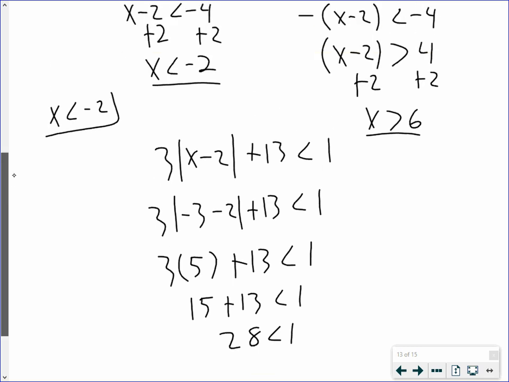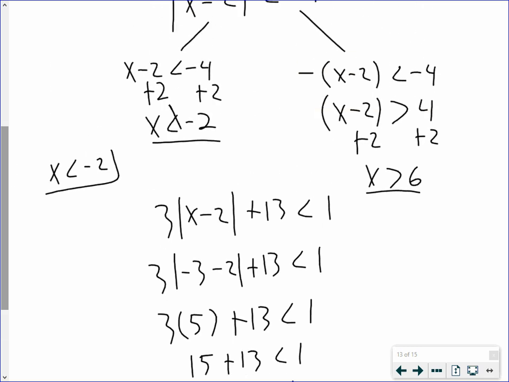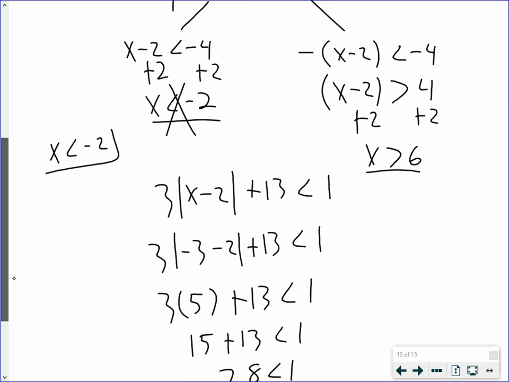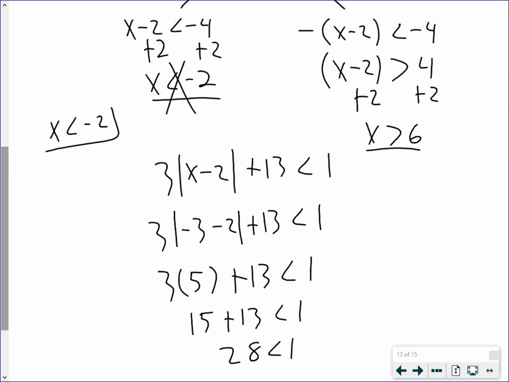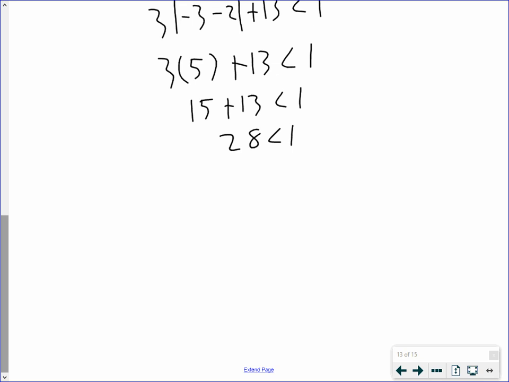So we can go back to our two answer choices, and we can cross this one out since it doesn't make any sense. So anytime x is less than -2, that actually doesn't work. We can cross that out. So now let's check x is greater than 6 and see if that makes any sense. So x is greater than 6.